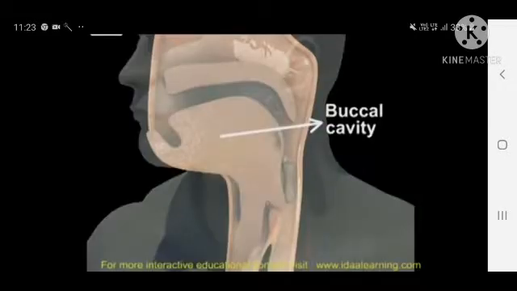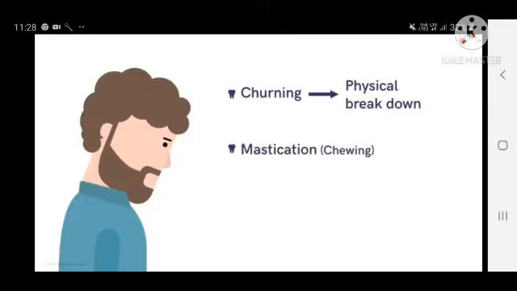Here in the diagram you can see this is the first part of your alimentary canal, that is the buccal cavity, which means the mouth. The food is chewed here and then it passes to the next part, which is called the esophagus. First we will deal with the parts in the mouth, that is your teeth.